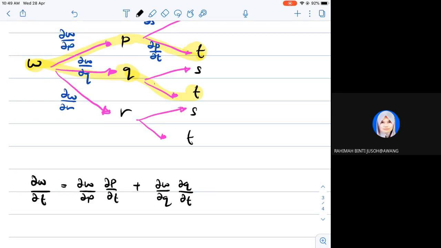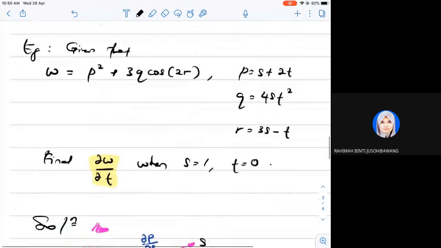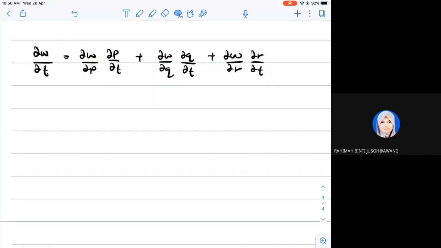Ada lagi tak? Ada lagi tak? Ada kan? Ni, daripada W goes to R, goes to T. Okay, macam tu. So we have plus del W over del R multiply with del R over del T. So ada 1, 2, 3, 4, 5, 6 terms. Okay guys, so now memandangkan ni kita punya function. Copy. So jom kita buat setiap satu tu lah.